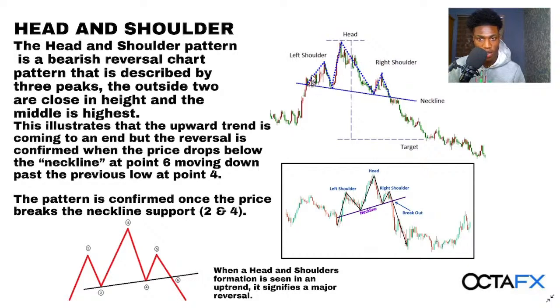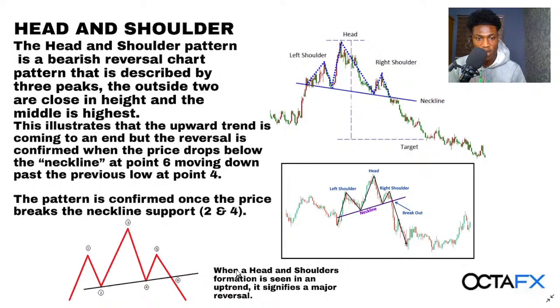Now, when a pattern like this is formed in the market, it illustrates that the upward trend is coming to an end. Don't get me wrong, the head and shoulder pattern takes a longer time to form. If you look at these candlesticks, you could be getting up to 50 to 100 candlesticks, right? So it takes a long time to form, and you rarely see them in the market, to be honest. But yeah, it indicates that the upward trend is coming to an end.